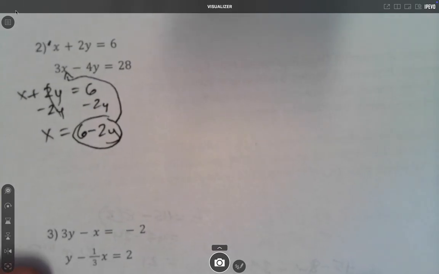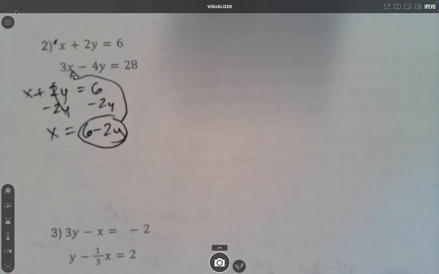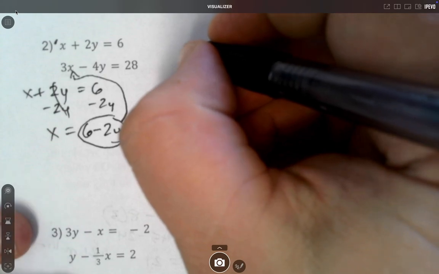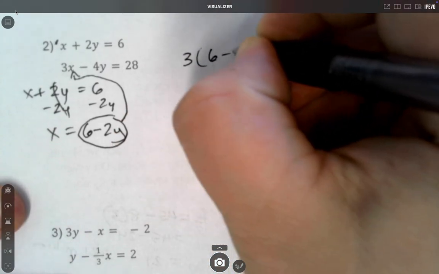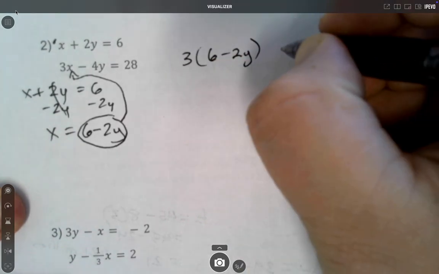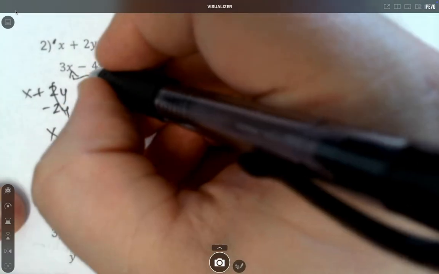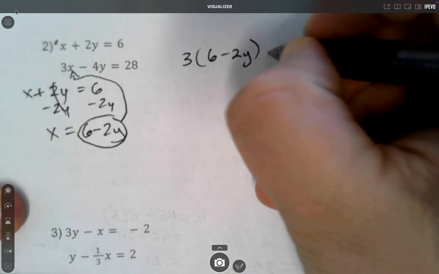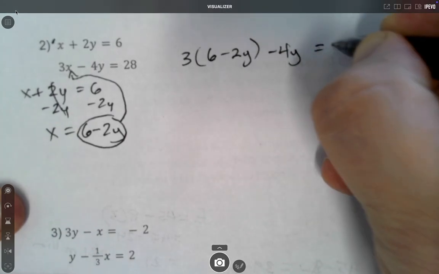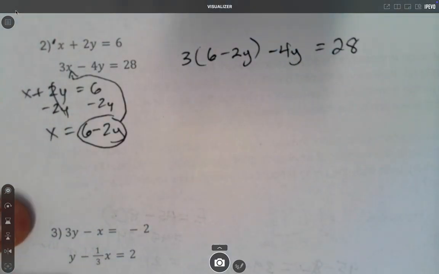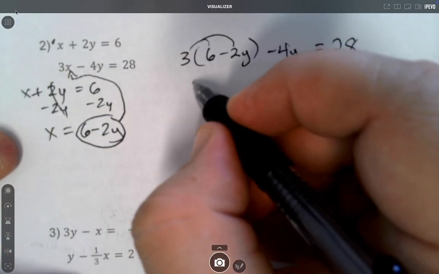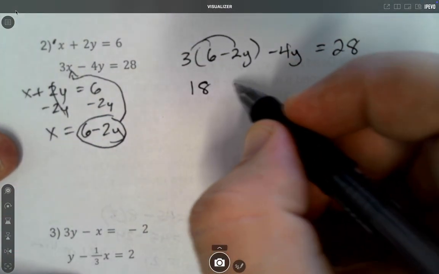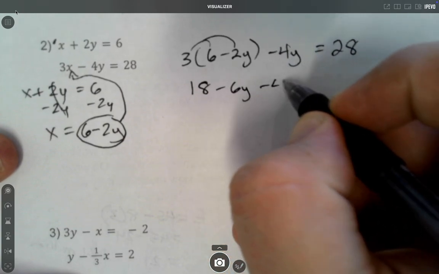So this is what I was saying about just making a habit of putting parentheses around things that I substitute in. Because this one I have to do 3 times x, so 3 times (6 minus 2y). And the rest of the equation I'll leave as it is, minus 4y equals 28. So I do have to distribute the 3 on this. 3 times 6 is 18. 3 times 2 is 6y.